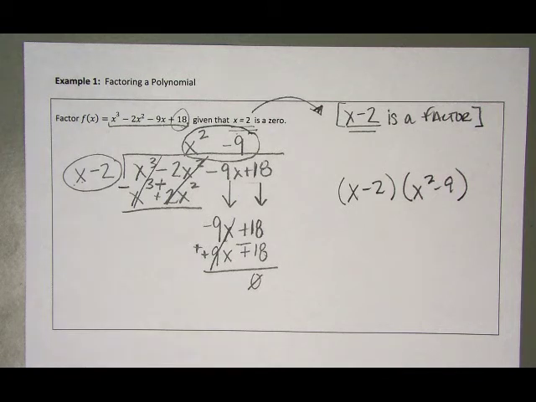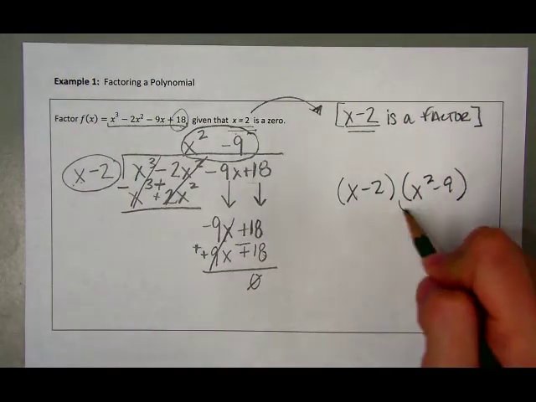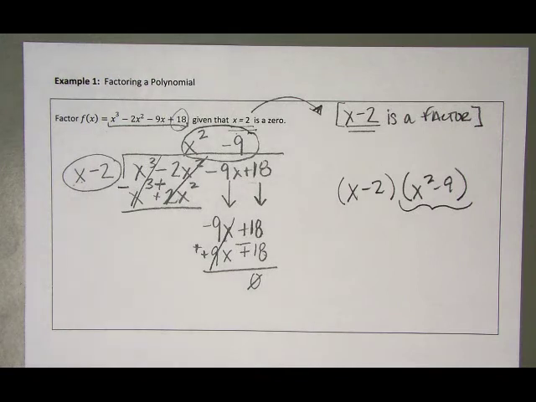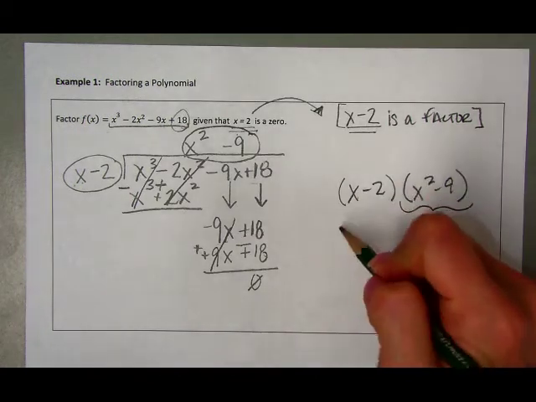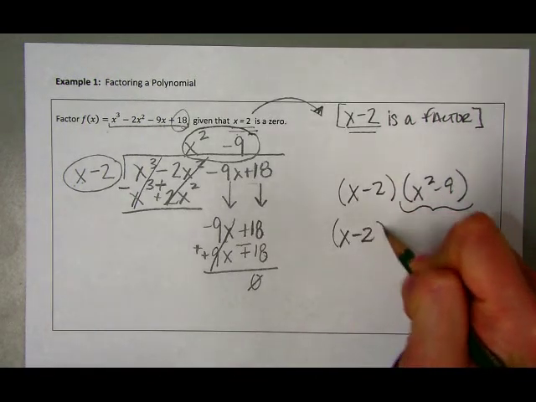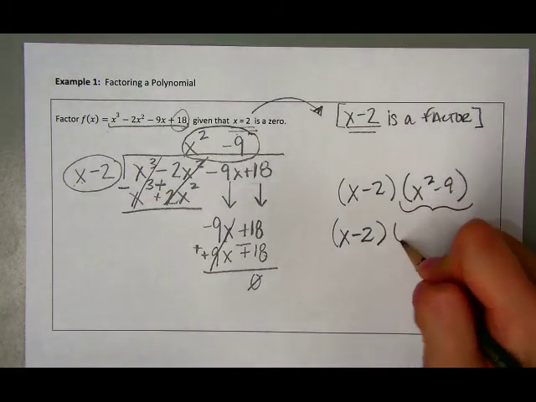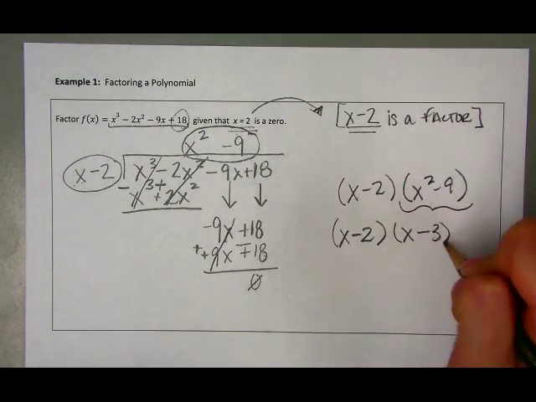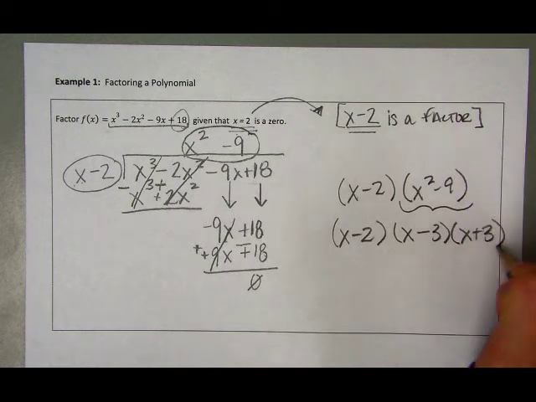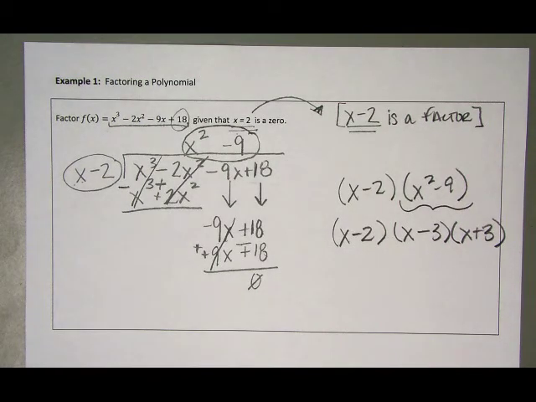But I'm not done because I know that I can break down this quadratic into 2 more groups. Since you know x squared minus 9 is the difference between 2 perfect squares, x minus 2 obviously stays the same because it can't get any smaller. This guy right here can break up into x minus 3, x plus 3, and that's going to be your answer.